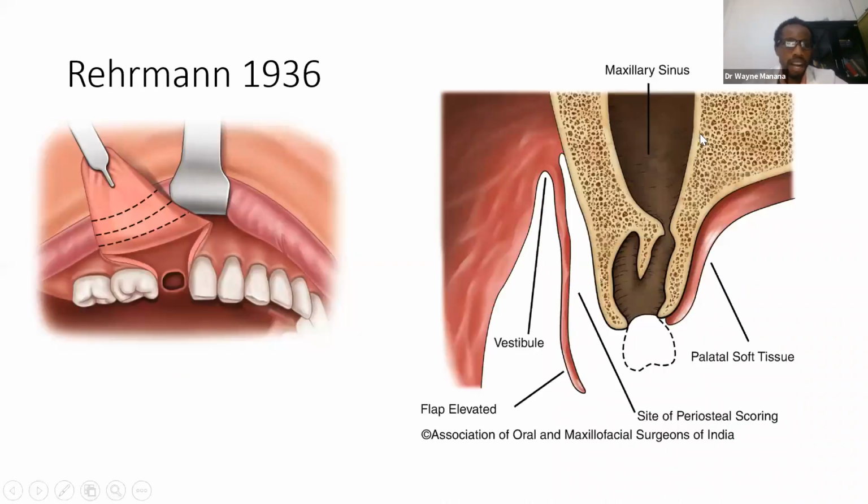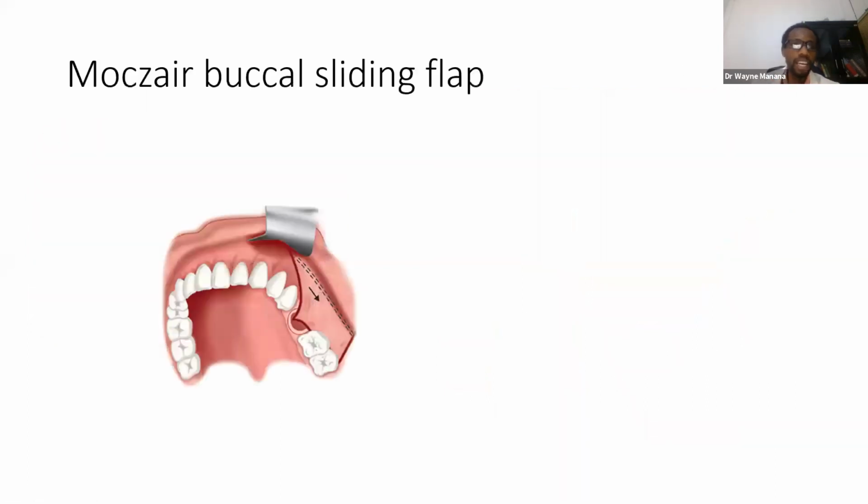The problem with the Rehrmann flap, whereas it's very easy and it's the commonest, when you pull it to that side, you end up shallowing the vestibular depth. And for patients who might need dentures in future, then you might need to come back to do a vestibuloplasty, or you might be forced then to do an implant-supported denture. And so the modification was, there's a modification by Moczar, which is called buccal sliding flap. So you make the same incision like Rehrmann, but you then extend it like several teeth in front or behind. So that is a huge flap.